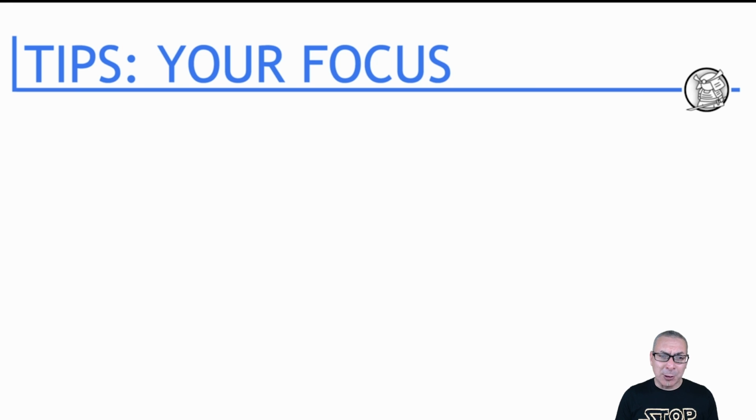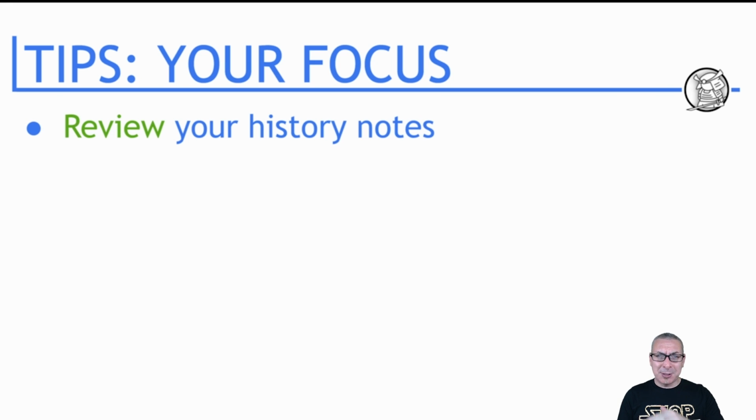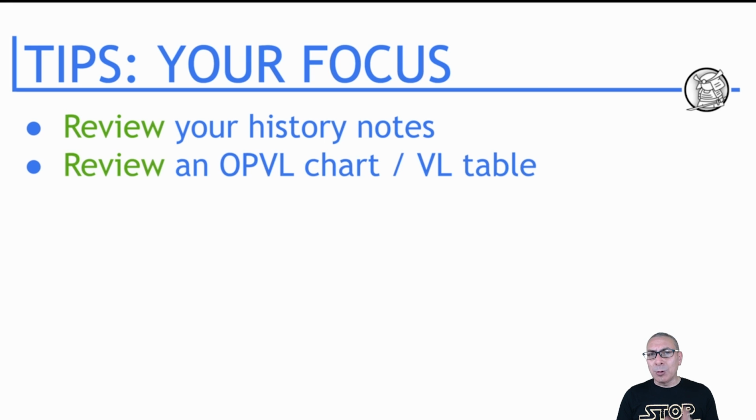Okay, here's some tips for you. Review your history notes. Always review your history notes. They will help you understand the source content better. Review an origin, purpose, values, and limitations chart before you do your exam or any tests. It's going to help remind you of what values and limitations of a speech or a letter or a diary entry, that kind of thing might be. Or have a look at a values and limitations table. Always review.